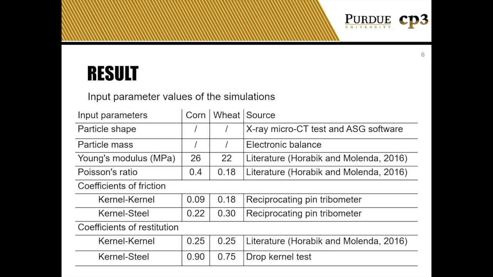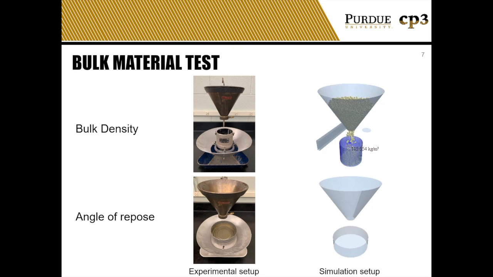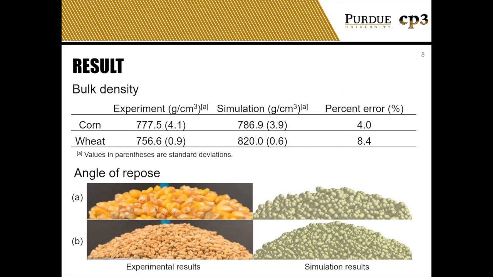Other input parameters used for bulk material test simulations are summarized in this slide. To check the accuracy of the measurements, the measured properties shown in the previous slides were used as input parameters to simulate common bulk material tests, including bulk density test and angle of repose test. The simulated results were compared to the real-life experiment results. The results showed that the simulation can accurately predict the bulk behavior of the grain kernels.